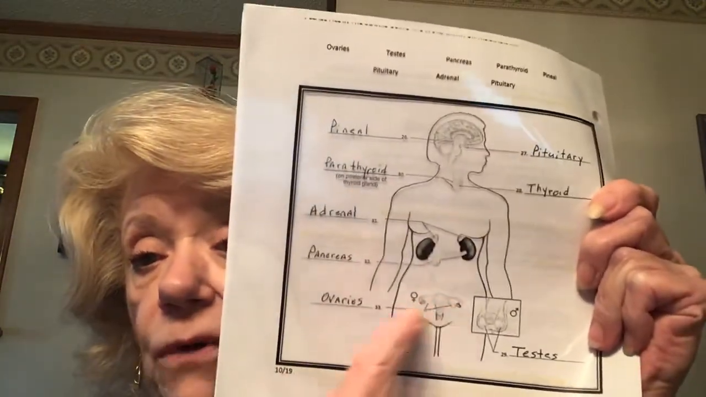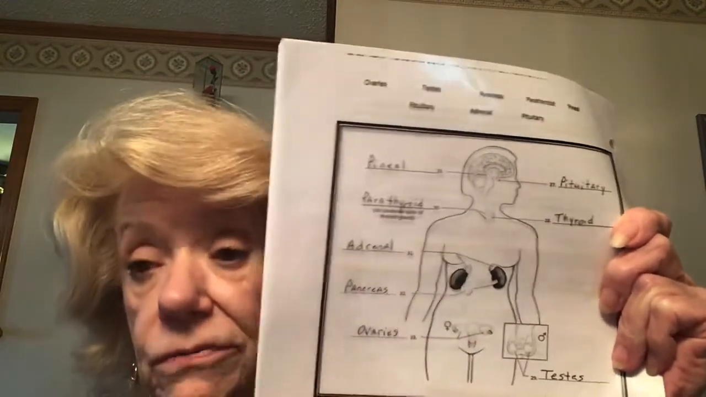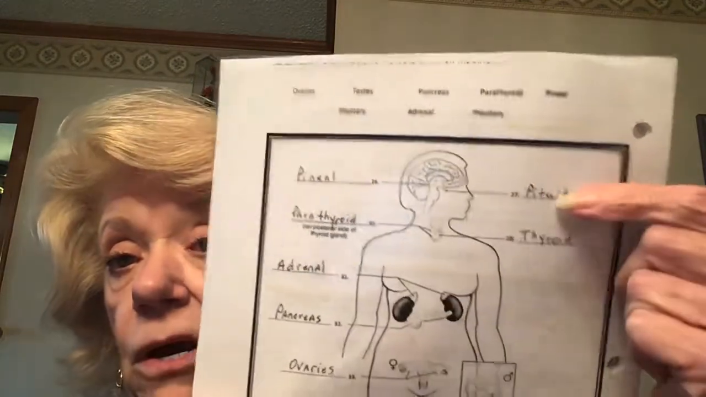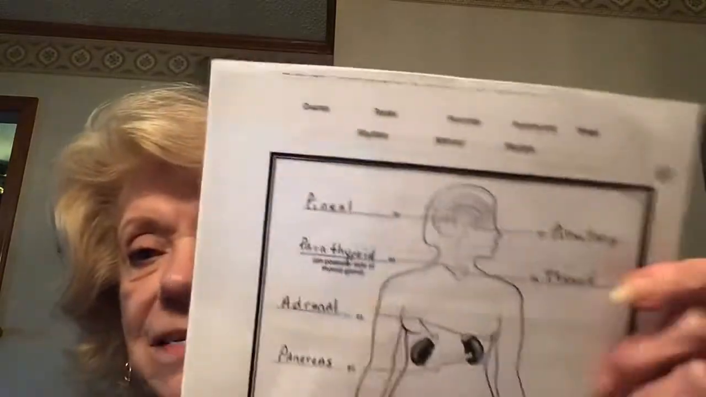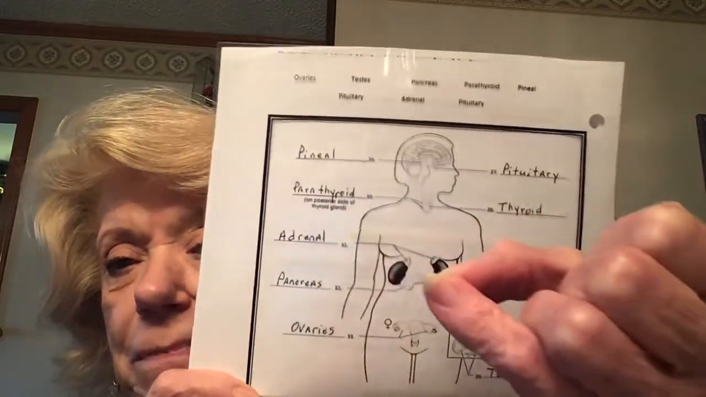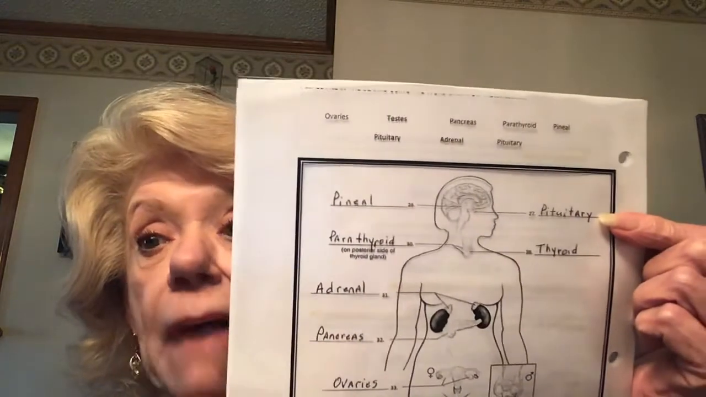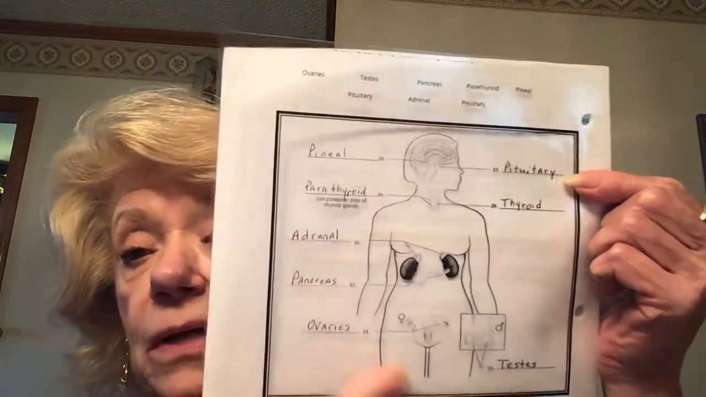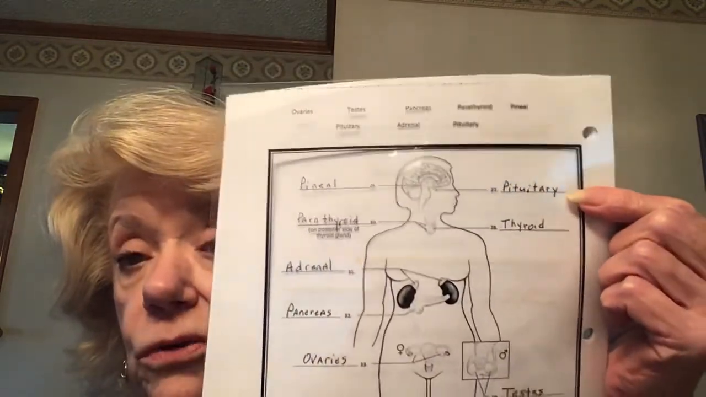Down here we have ovaries in females. They secrete estrogen and progesterone, give us our secondary sexual characteristics. Right here at the base of the brain, the size of a pea, little bitty pea, is the pituitary gland, and that is the master gland. Why? Because it tells all these other glands when and how much of their hormones to secrete.